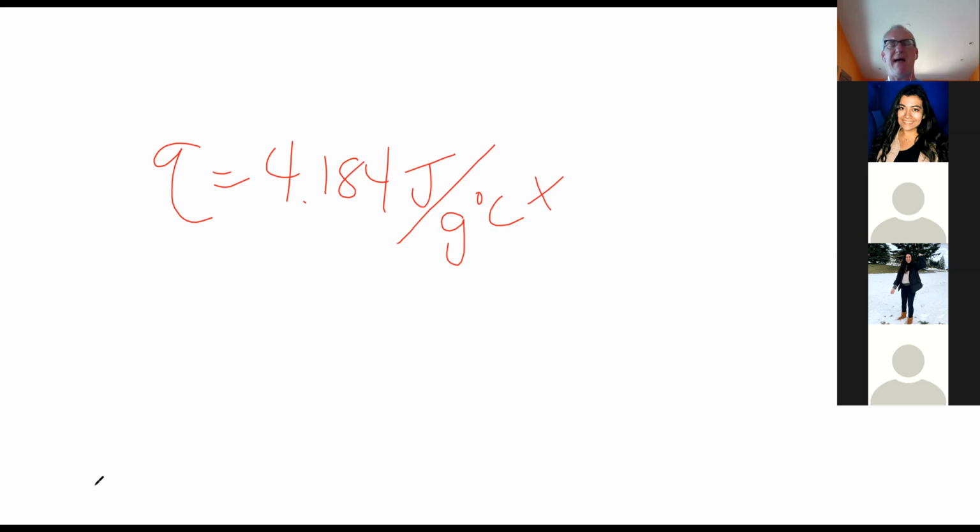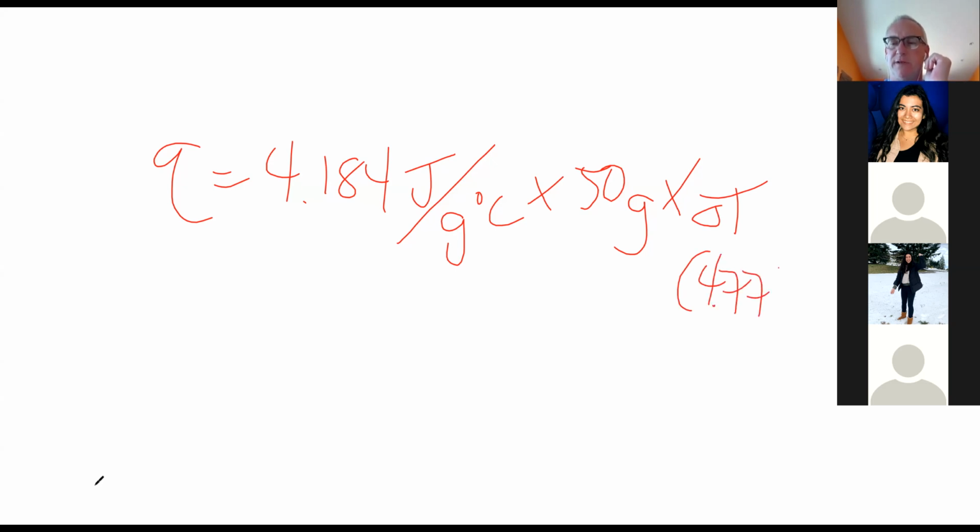Times, so what's my mass? Would it be 50? It would be 50 because we're going by the specific heat of the water. Obviously, we added another 0.9 grams of sodium hydroxide, but that's not water, is it? No, we're going by the mass of the water. So you're absolutely right. That is 50 grams because 50 mils is 50 grams. And what was our delta T? It would be 4.77. Yes, 4.77 degrees.